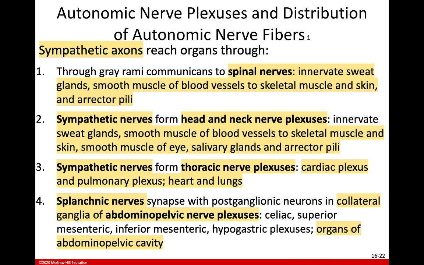Other sympathetic nerves become part of nerve plexuses that are in the thoracic cavity, specifically the cardiac plexus and the pulmonary plexus. So other sympathetic nerves become part of a plexus that innervates the heart, and then some of those sympathetic nerves become part of a plexus that innervates the lungs. And then finally, the splanchnic nerves become part of abdominopelvic nerve plexuses.